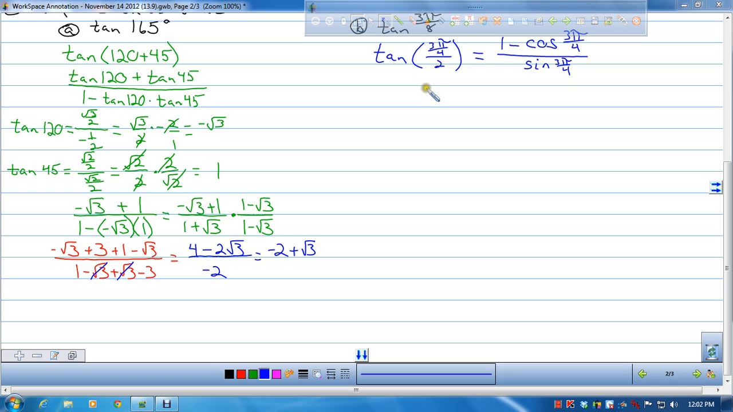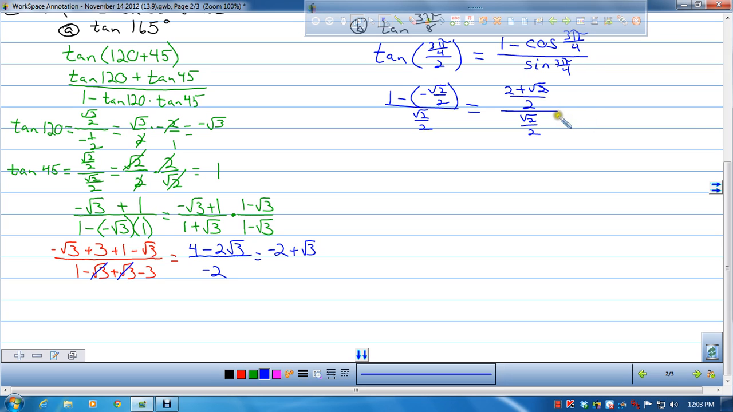So I've got this. I'm just going to fill in what I need to here. 1 minus whatever cosine of 3 pi over 4 is, which is negative root 2 over 2. That's my numerator. And sine of 3 pi over 4 is positive root 2 over 2. So now it's just a matter of simplification. That is going to be 1 plus root 2 over 2. If I were to get a common denominator, that's going to be 2 plus root 2 over 2, and all that's over root 2 over 2.